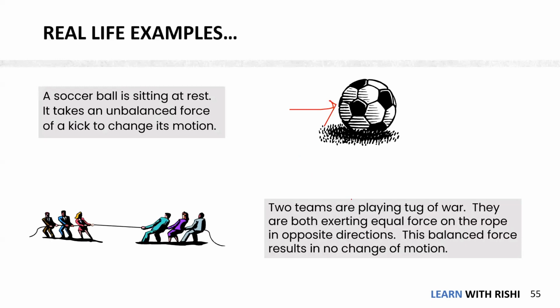So this is two teams playing tug of war, the same example. They are both exerting equal force on the rope in opposite directions. This balanced force results in no change of motion. So if equal force is exerted from the left side and the right side also, there will be no change in the motion. So this is nothing but balanced force.